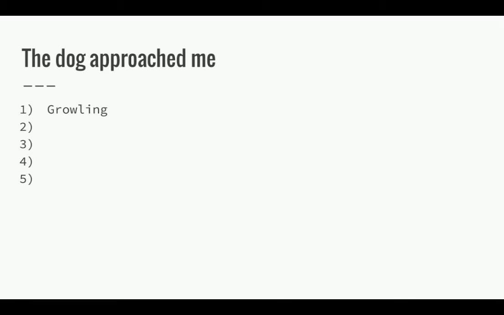So now that you have the dog approached me written in your notebooks, I would like you to add on 5 different ing verbs that can describe how the dog approached you. So my example is growling. The dog approached me growling. You can use my example, but just come up with 5 different ing verbs to describe how the dog approached you. You can pause at any time. I'm going to keep going along.